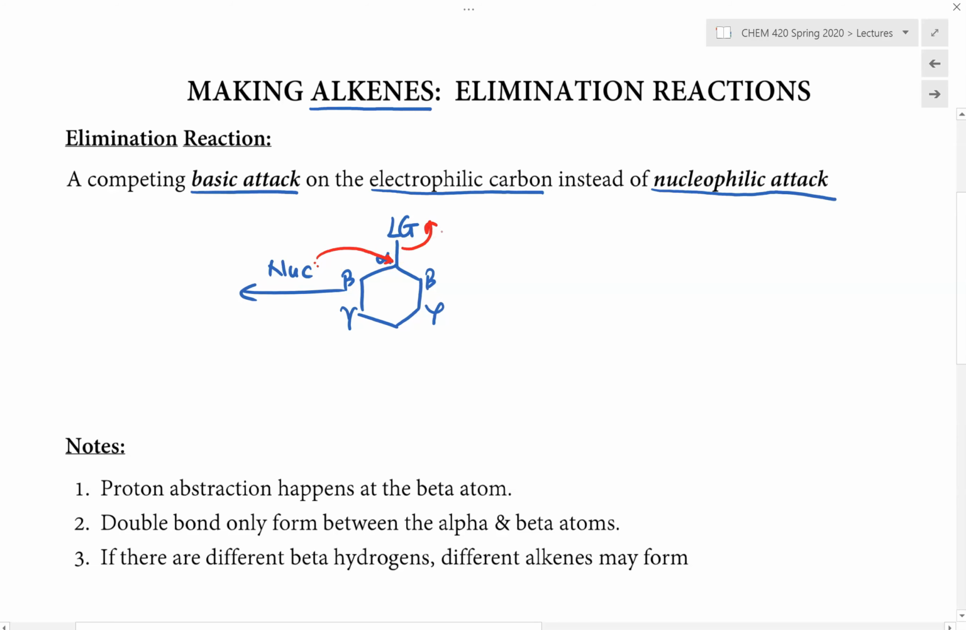And kicking out the leaving group. So in the product, the nucleophile is replacing the leaving group. So this is what we have seen in substitution reaction. And in this case, the nucleophile is then said to do a nucleophilic attack.